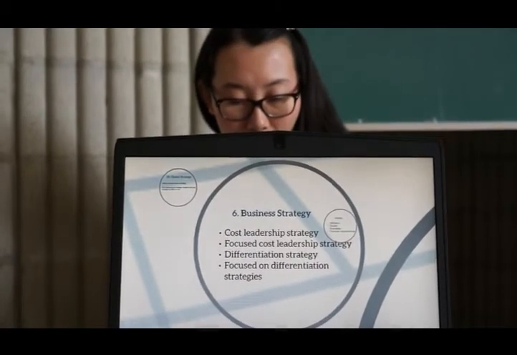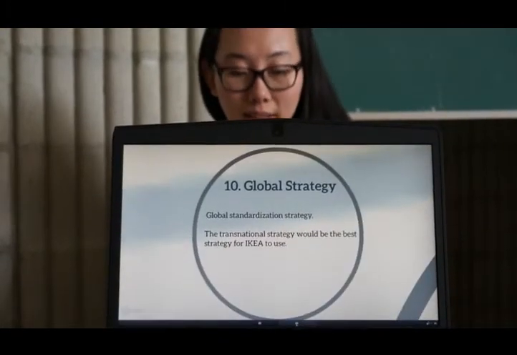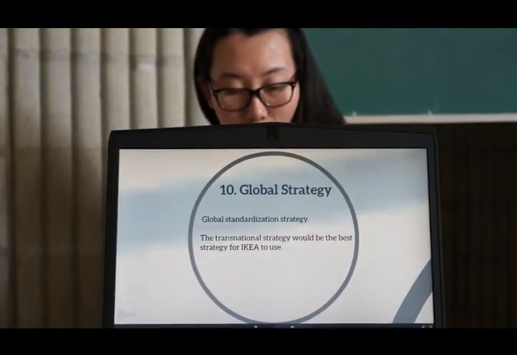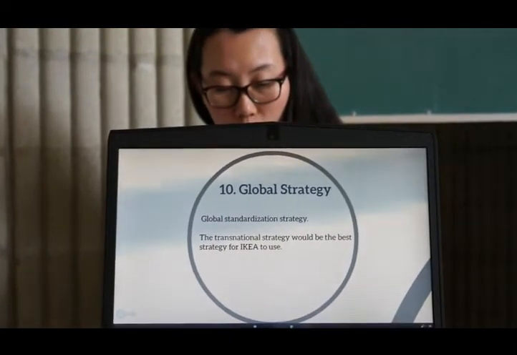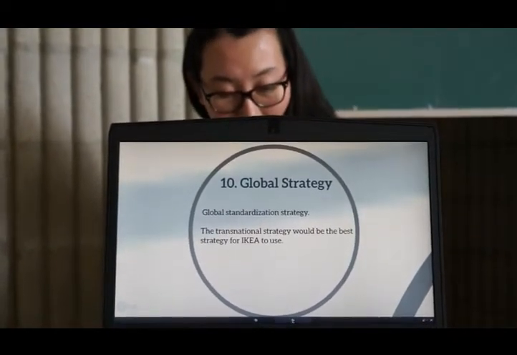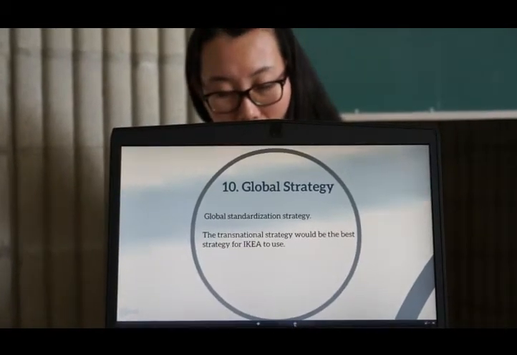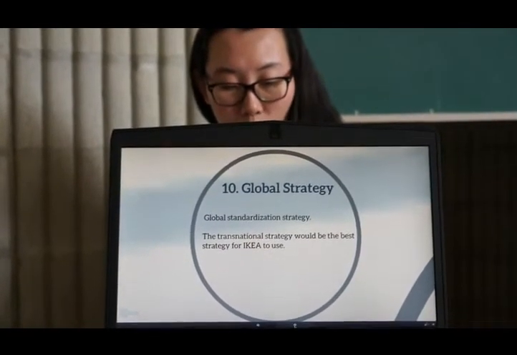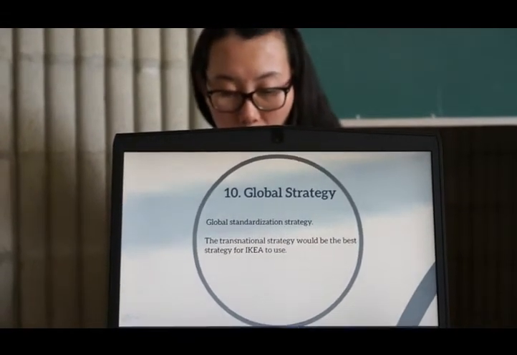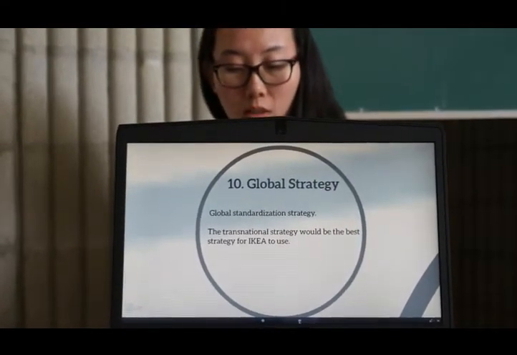Then we need to discuss IKEA's global strategy. In 1958, the first IKEA was opened in Sweden. IKEA's business model has always been to provide high-quality products at a reasonable and low price. IKEA provides a full range of home furniture products that many people can afford. They continue to expand globally with a focus on low price, and this will increase sales and contribute to economies of scale.